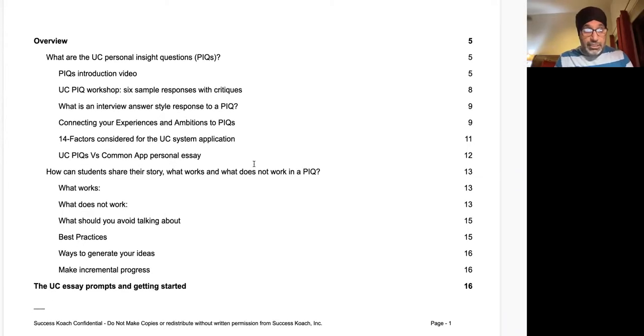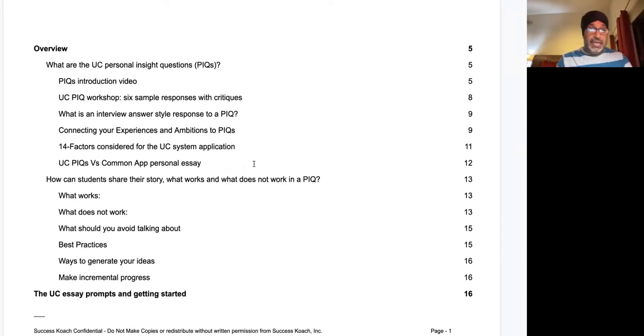Okay. So without further ado, let's start showing you some of the data on the screen. All right. So this is the document you all have access to, and I'll send a link again. We'll go over what the PIQs, the personal insight questions, are, and how they are different from Common App essays. We'll show you some samples of responses with critiques on those.